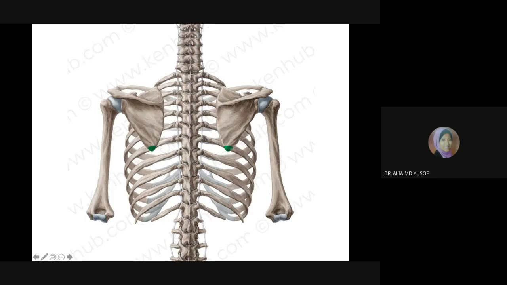Okay, this is the scapula looking from the posterior, looking at the back. Okay, so if you look at the back, you akan nampak macam ni. Of course, you cannot see the bone because we have the skin and the muscle underneath. Okay, this is a skeleton.